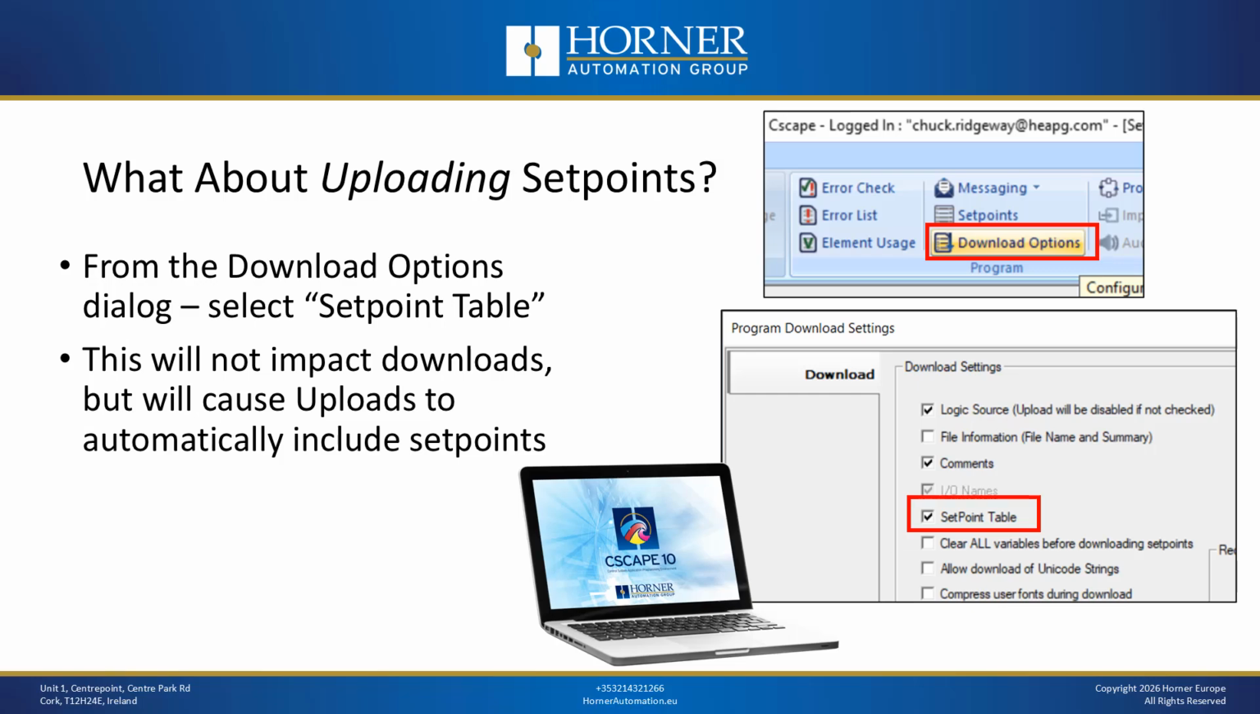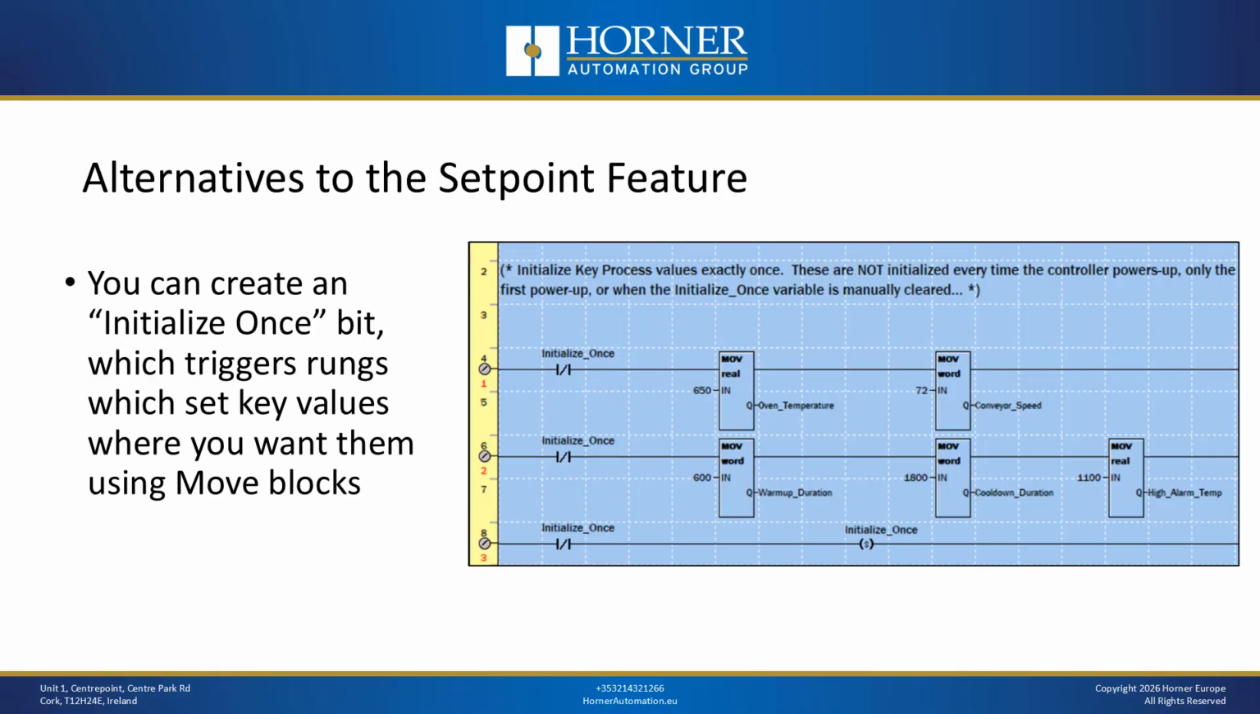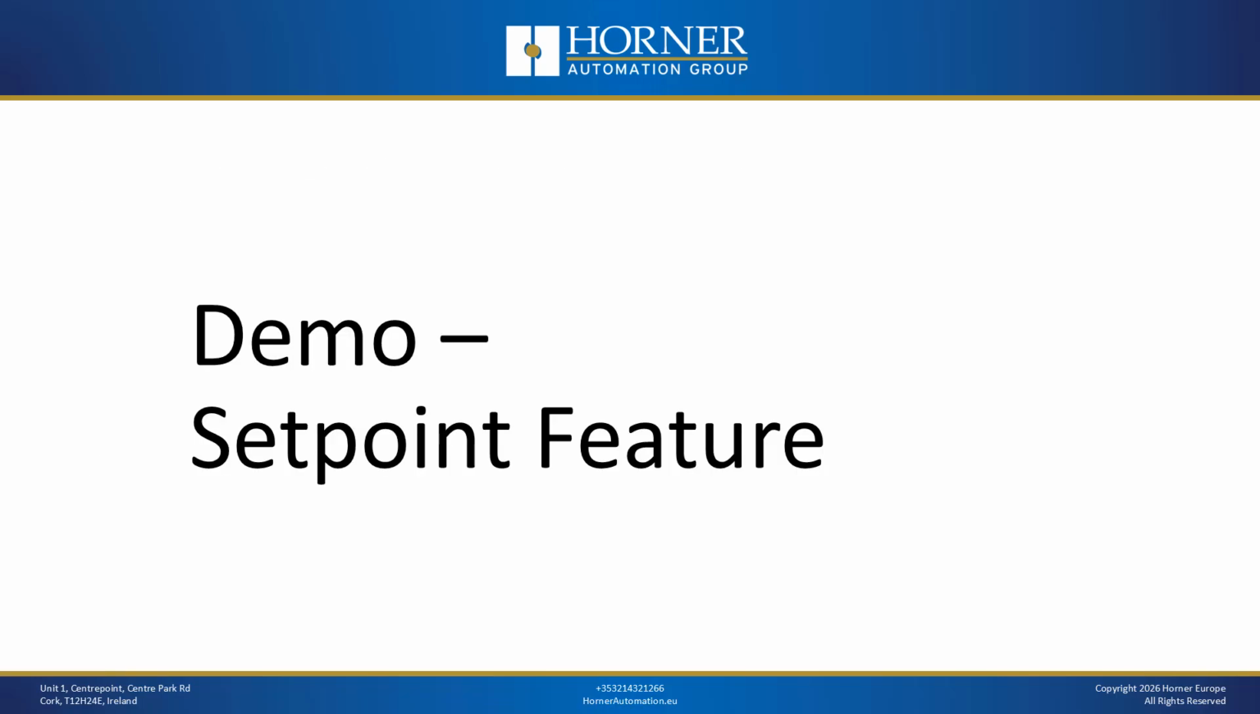What about uploading set points? In the Home tab in CScape 10, select Download Options, and in this menu, you can check Setpoint Table. This will not impact downloads, but will cause uploads to automatically include set points. Before we get into our demonstrations, we are going to look at alternatives to set points. This is useful if you're using enhanced IEC as your logic language. You can create an initialize once bit which triggers rungs which set key values where you want them by using move blocks. Now let's take a look at the set point feature in CScape 10.